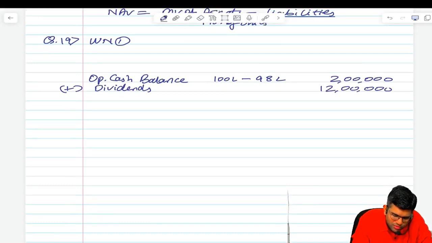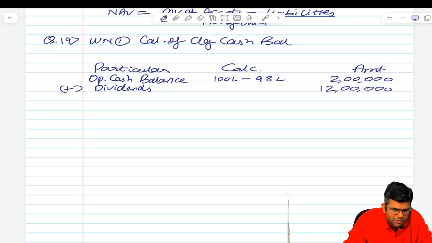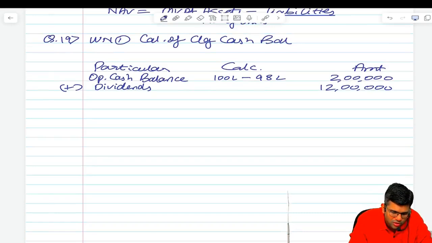Students, now do you realize what this working note is all about? Calculation of closing cash balance. I am writing here particulars, calculation and amount. So opening cash balance 2 lakh, add dividends 12 lakh. Everyone clear till here? Next, what all you are getting now?